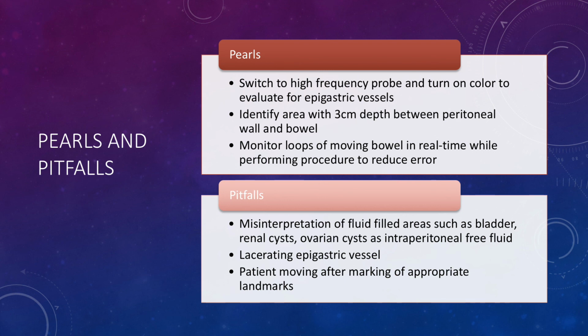Pitfalls may be that you may misinterpret fluid, such as the bladder, renal cyst, or ovarian cyst, as intraperitoneal free fluid, so make sure you look for landmarks. Make sure you put color flow on so as not to lacerate an epigastric vessel. And the patient may be moving, so make sure that you have appropriate landmarks.